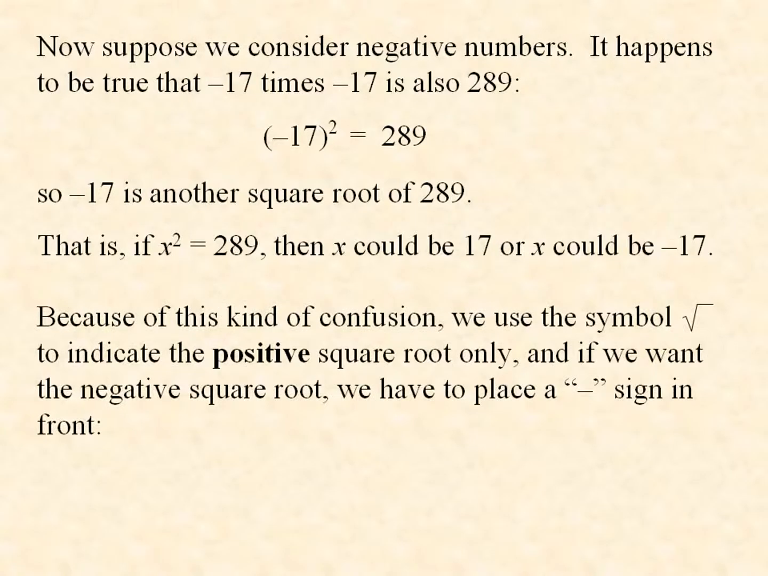Because of this kind of confusion, we use the square root symbol to indicate the positive square root only. And if we want the negative square root, we have to place a minus sign in front. The square root of 289, therefore, is positive 17, and minus the square root of 289 is negative 17.